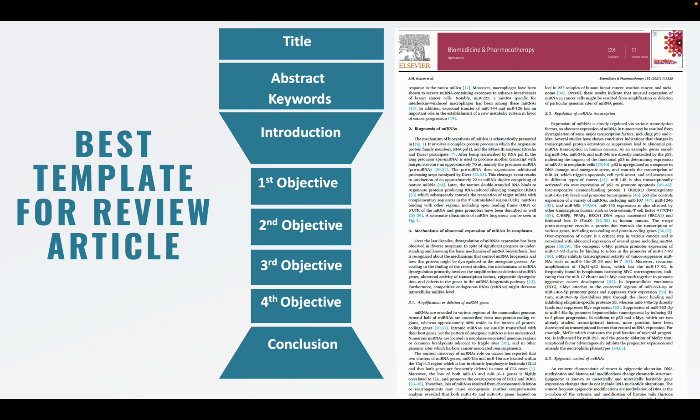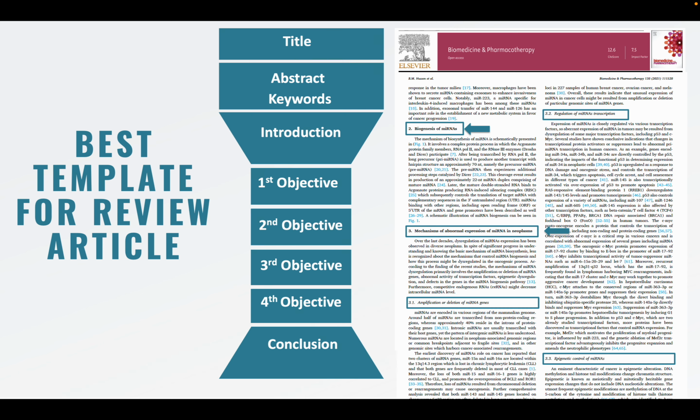It means we have a goal. We have to subdivide this goal into smaller goals that are called objectives. This is the first objective. We want to discuss the biogenesis of microRNA. Then the second one, look, mechanism of microRNA in cancer. The mechanism of working of microRNA has different mechanisms. So here we subdivided into other subtopics, into other smaller objectives.